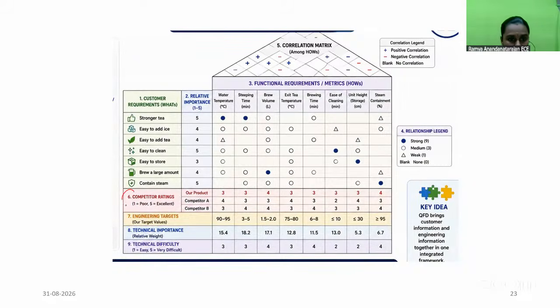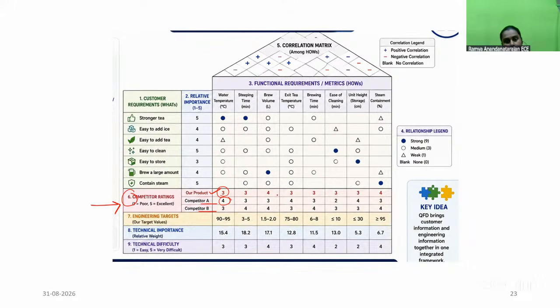So this is segment 6, that is competitive ratings. We have our product, we are comparing it with competitor A and competitor B. So each metric has been compared. The water temperature, our product has a rating of 3, whereas competitor A is better, it has rating 4. Likewise, we can compare for each and every metric.